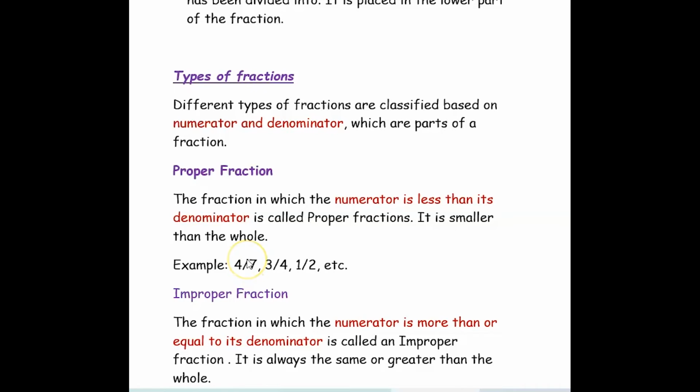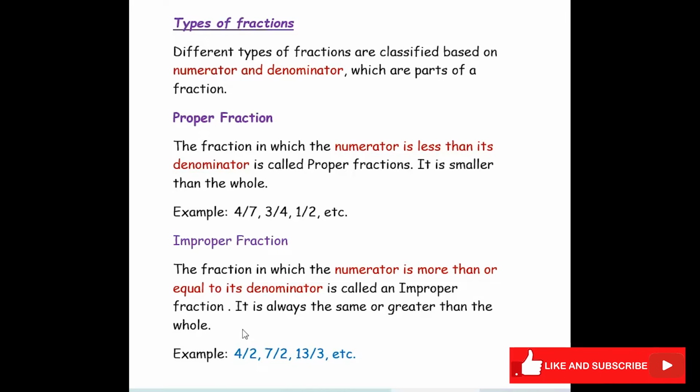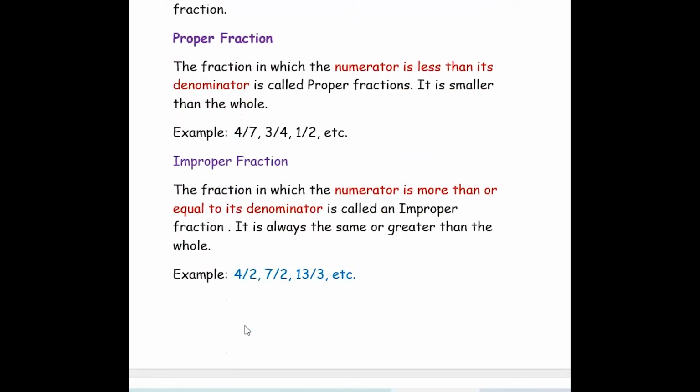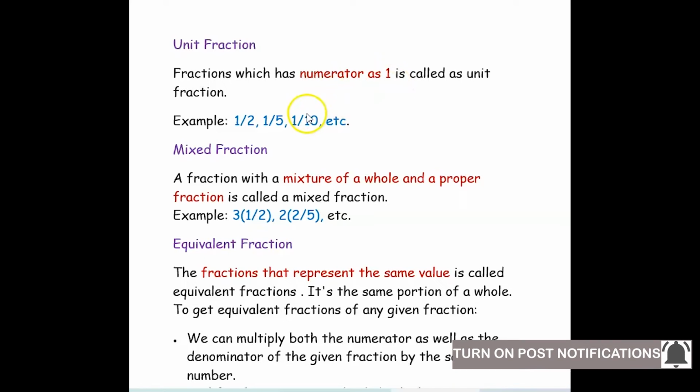That is a proper fraction. The next type is the improper fraction. It's the reverse of a proper fraction. The fraction in which the numerator is more than or equal to its denominator is called an improper fraction. So it's always the same as or greater than the whole. Here the numerator will be greater compared to the denominator. The next type is the unit fraction. Fractions which have the numerator as 1 are called unit fractions.